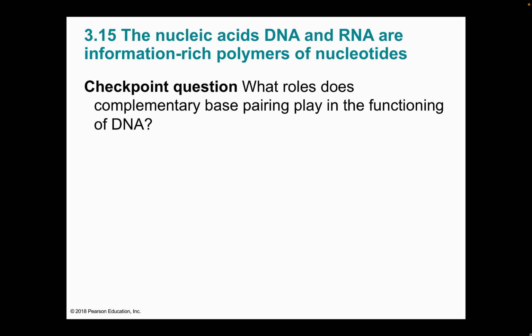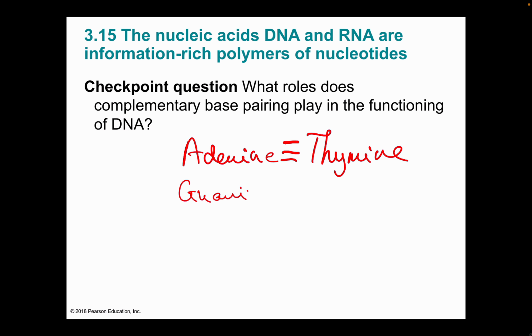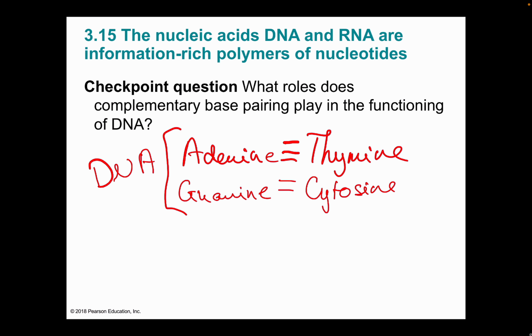Okay, so just a checkpoint question: what role does complementary base pairing play in the functioning of DNA? And I just want to take a second to lay these out. In DNA, wherever you have an adenine on one strand, you would end up having that adenine hydrogen bonded to a thymine on the other strand, right? And it would be hydrogen bonded 3 times. Anywhere where you would have a guanine on one strand, it would be hydrogen bonded twice to a cytosine, right? This is true of DNA. These are the base pairing rules for DNA.